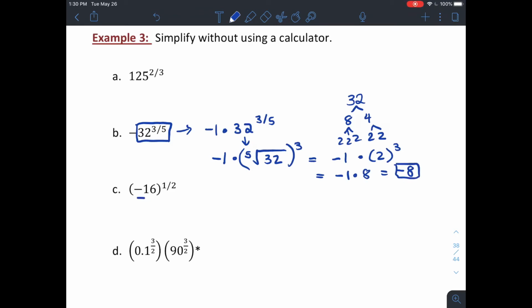The difference on C is that the negative 16 is grouped with that parentheses and it's all being raised to the 1/2. So that would give you a negative 16 inside your radical. But again, if you're just looking for real valued roots, that's 4i raised to the first. So you can say no real roots because that'd be an imaginary number.